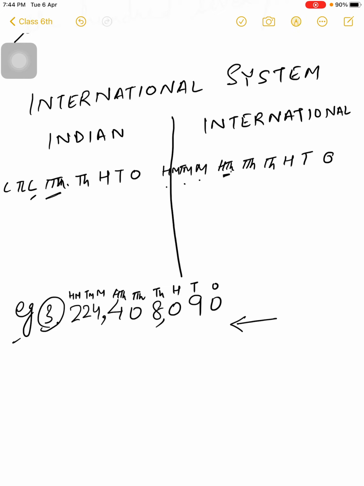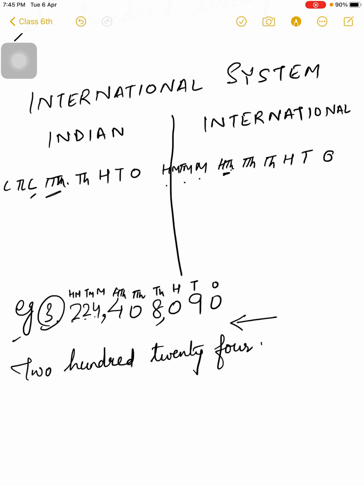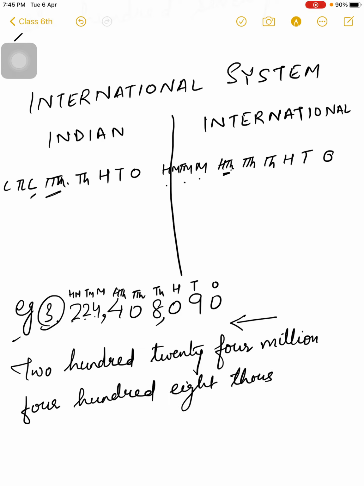So the number name for this number is 224 million. I am going to write it. 224 million, 408,000, 90.